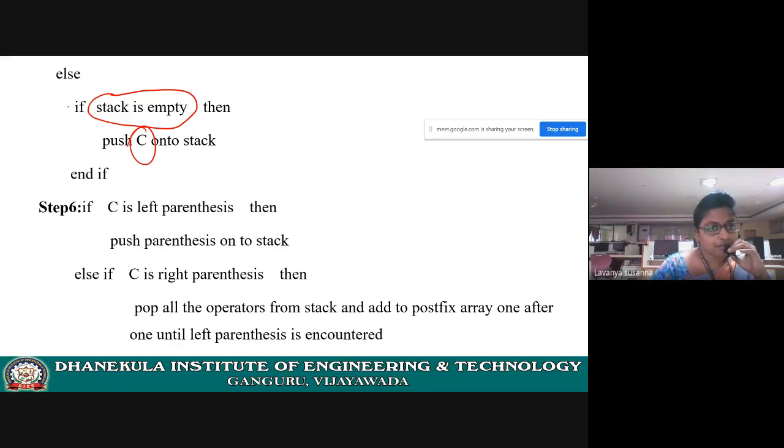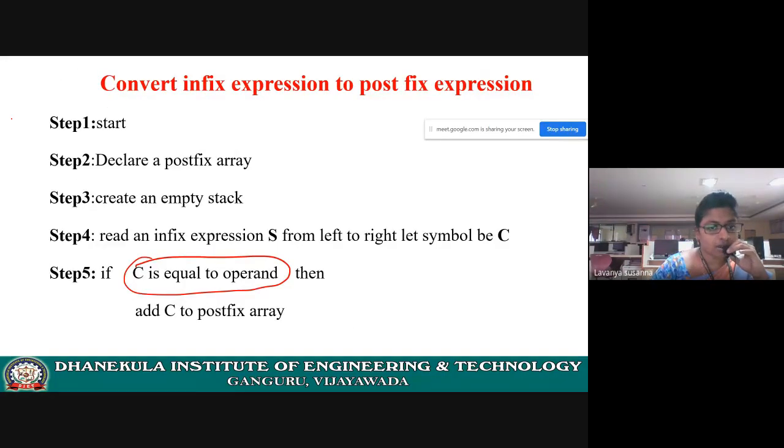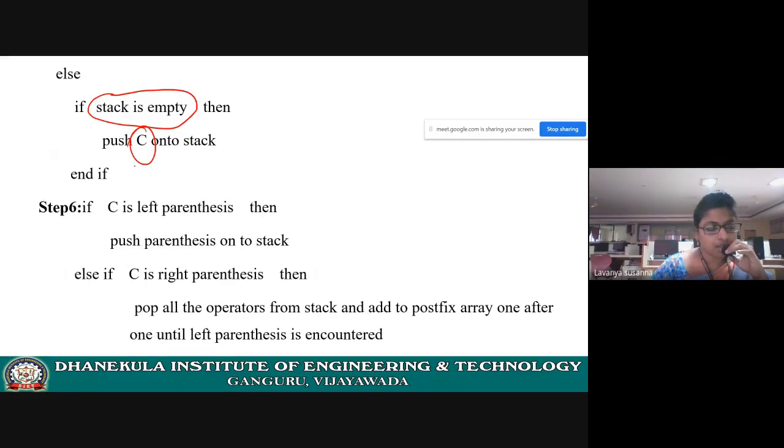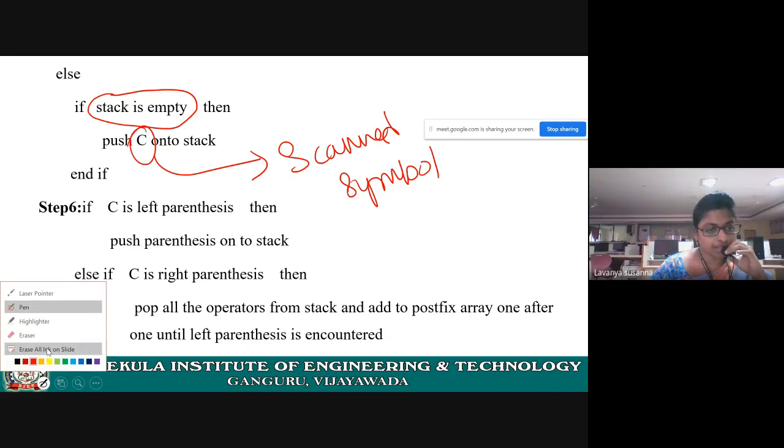When will this condition execute? When the scanned symbol is not an operand. If the scanned symbol is not an operand, this condition becomes false, and the control goes to the else part. What is present in the else part? If the stack is empty, you need to push C onto the stack. C is nothing but the scanned symbol. Same process, students, it is very easy, but the algorithm will be lengthy. Don't fear, it is very easy.